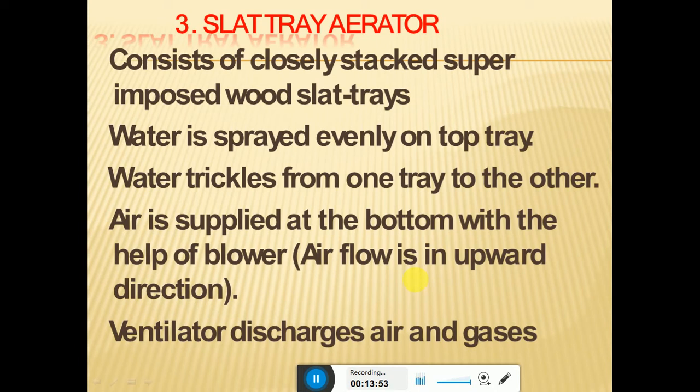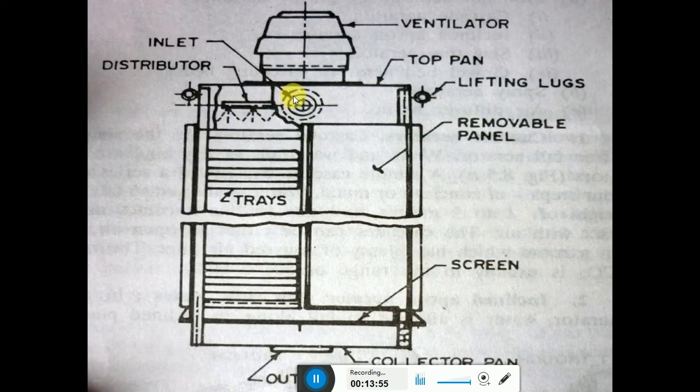If you look at the diagram, this is the inlet, and these are the trays, and these are the lifting lugs, and this is the top pan, and this is the ventilator, and these are the distributors. Here water trickles down on these trays, which are placed horizontally, and the aeration takes place because of this. This will be the removable pan, and the ventilator allows the exchange of gases here.